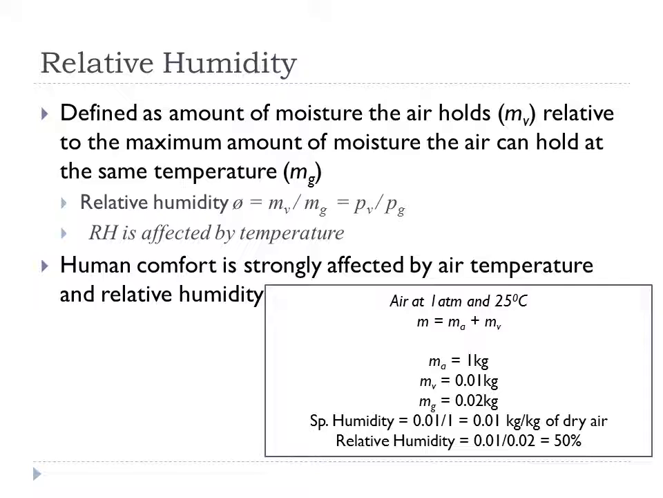whereas the relative humidity would be the mass of water vapor that is there in the room upon the mass of water vapor when it becomes saturated with water vapor. So it is 0.01 divided by 0.02. So relative humidity becomes 50%. Remember, relative humidity is unitless, whereas specific humidity is given as kilogram of water vapor per kilogram of dry air.